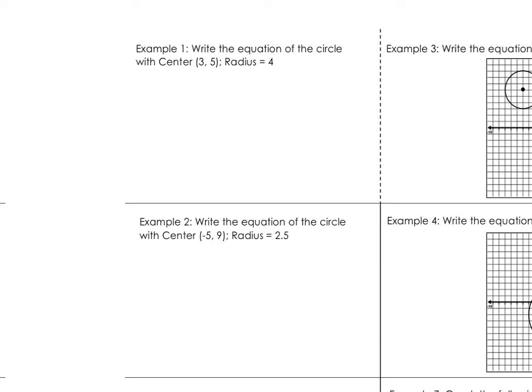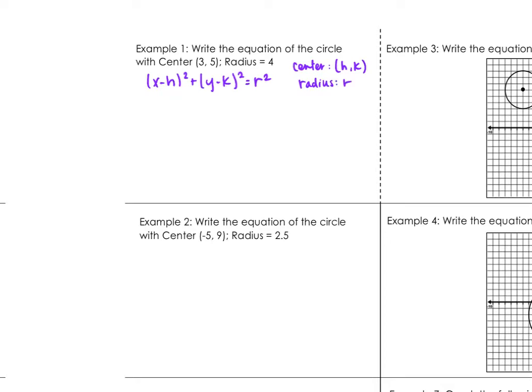In this lesson, we're going to talk about how to write equations of circles and how to graph circles. Example one says, write the equation of a circle with center (3, 5) and radius 4. The general form for the equation of a circle is (x - h)² + (y - k)² = r². The center of the circle is (h, k), and the radius is r.